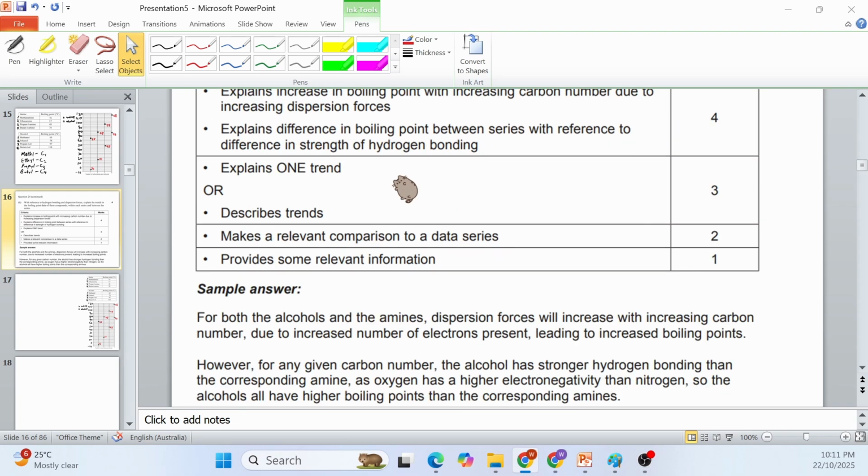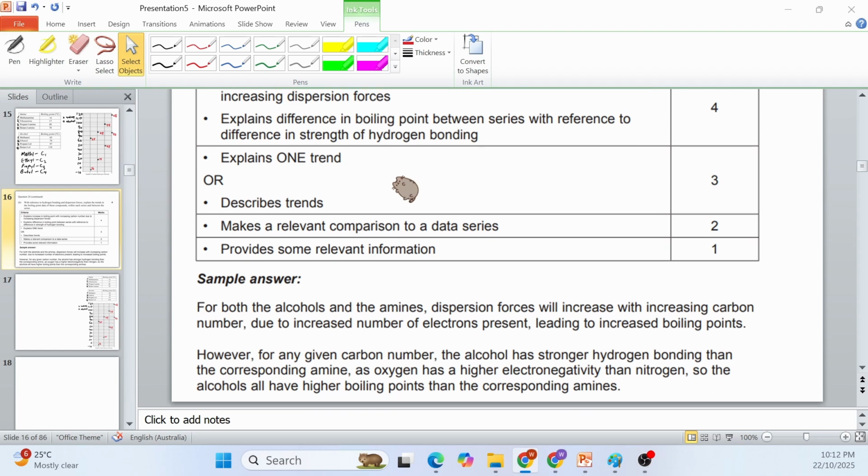For both the alcohols and the amines, dispersion forces will increase with increasing carbon number due to increased number of electrons present, leading to increased boiling points. However, for any given carbon number, the alcohol has stronger hydrogen bonding than the corresponding amine, as oxygen has a higher electronegativity than nitrogen. So the alcohols all have higher boiling points than the corresponding amines.